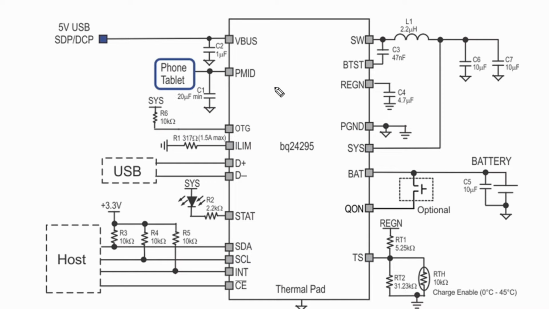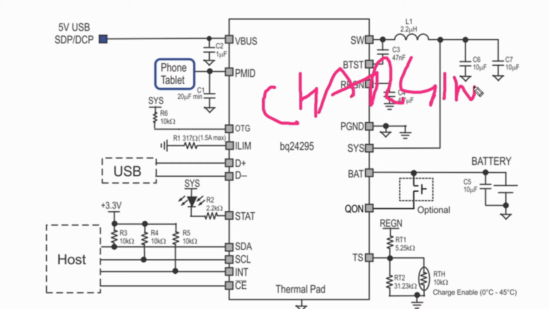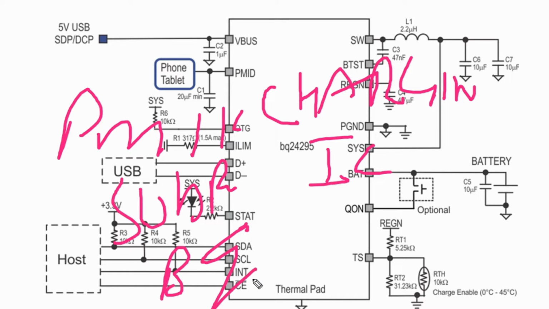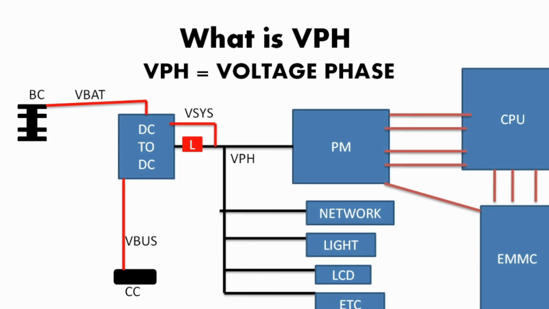In a mobile phone, the DC to DC IC also works as a charging IC. That's why we also call it the charging IC. It's also called PMI IC, sub power, charging IC and BQ IC. These are all variants of the DC to DC IC in mobile phones. Getting back to VPH.